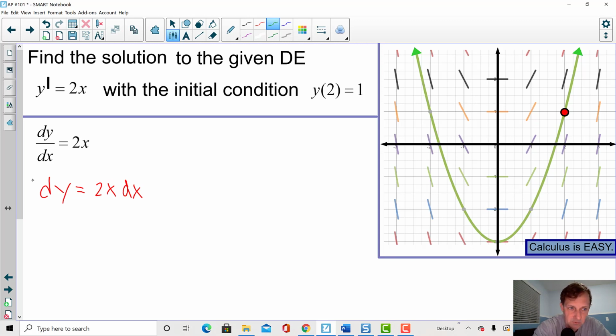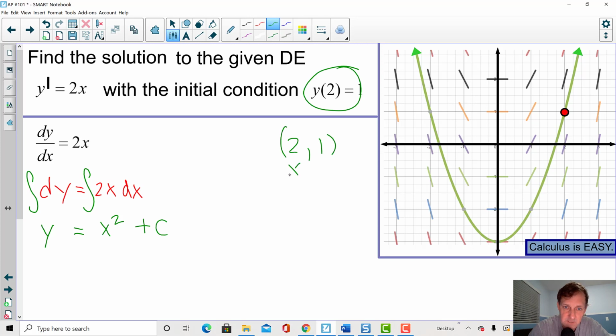Now I can do the integral of both sides. On the left side, I have the integral of 1, so that's just going to give me a y. And on the right side, I have the integral of 2x, so that's going to give me x squared. And on one of the sides, I need to put a plus c. Now we're going to use this point right here, which is (2, 1). So the x is 2 and the y is 1. We're going to use that point to help us solve for the c. Plug in 1 for the y and 2 for the x. If I subtract 4 from both sides, I get that c is equal to -3.